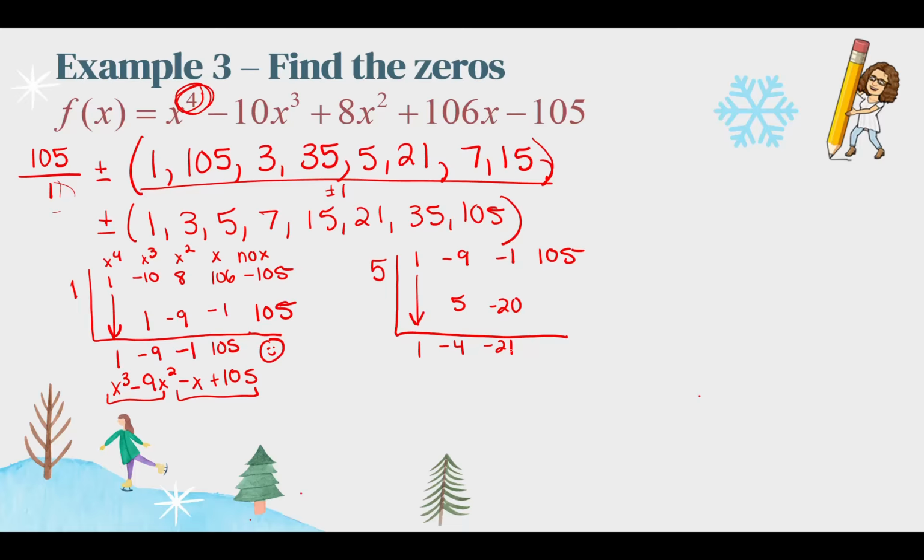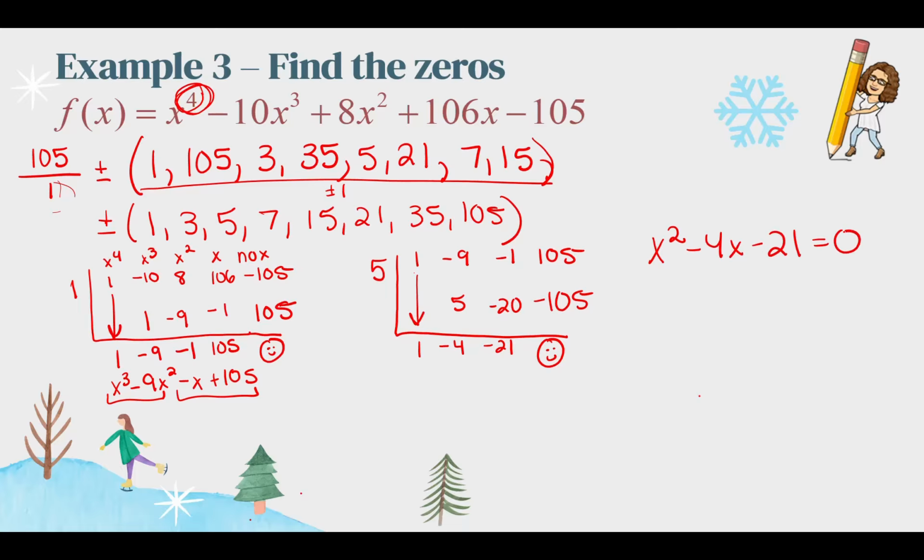21 times 5. Oh, guys, guess what? Marsh got it twice in a row. So I get a negative 105, giving me a 0. This is kind of why synthetic division is kind of nice, because if you had to do long division a bunch of times, it is going to take a little longer. So I'm going to translate it. Now, this was a cube over here, so that means it's now a squared. So this is 1x squared minus 4x minus 21.